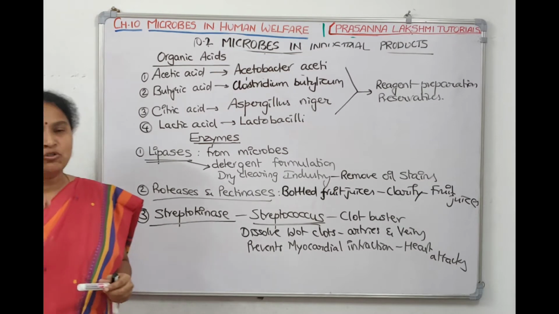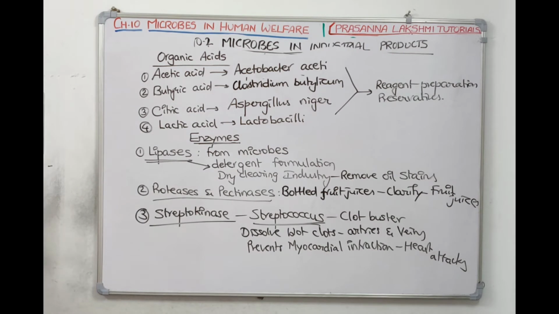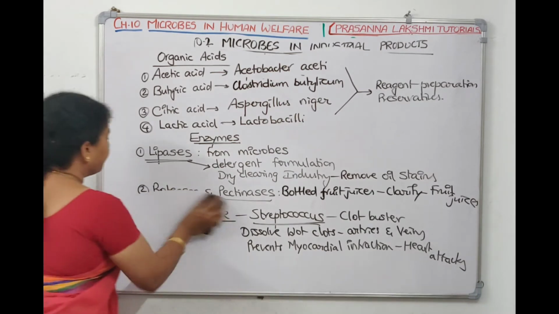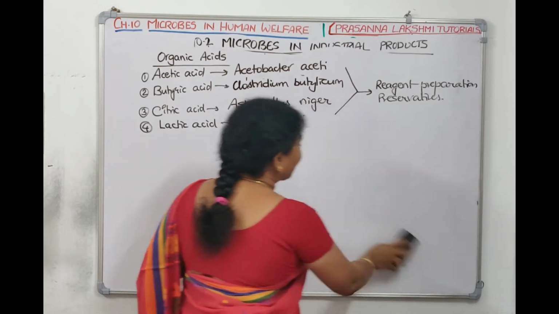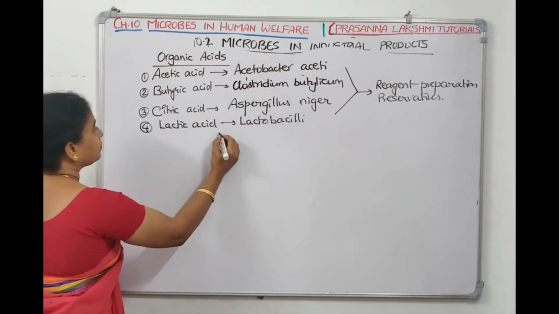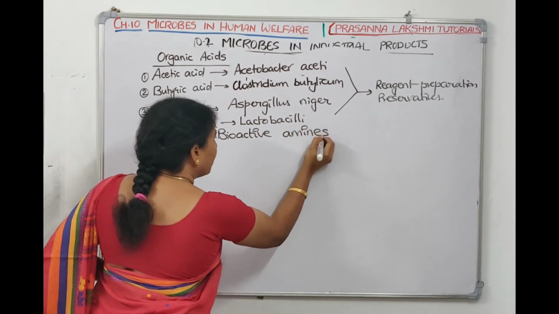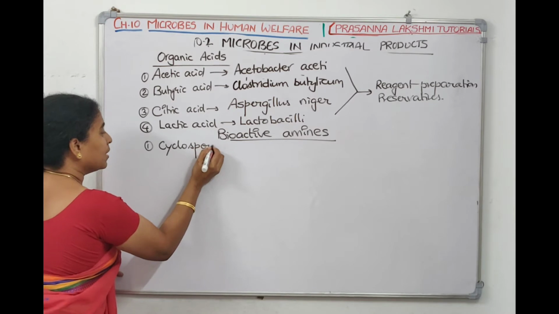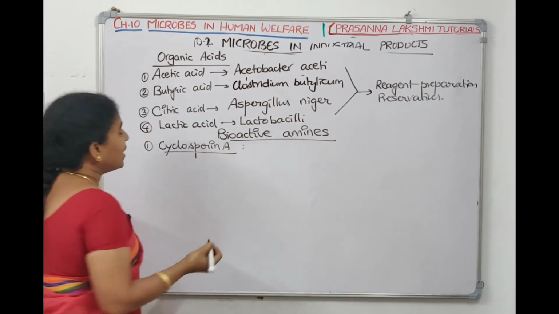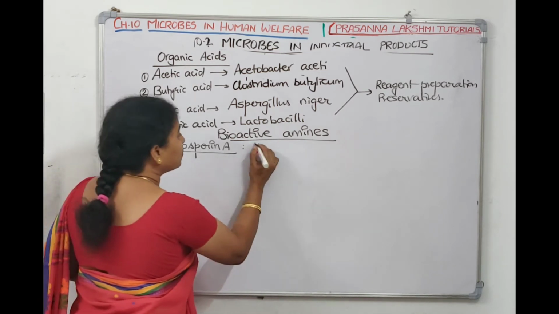Now take a screenshot. There are 2 bioactive amines that we will also talk about. Right? So now coming to bioactive amines, there are 2 bioactive amines. Under bioactive amines, the first one is called cyclosporin A. What is the action of cyclosporin A? It acts as an immunosuppressive agent. It will suppress the immune system.